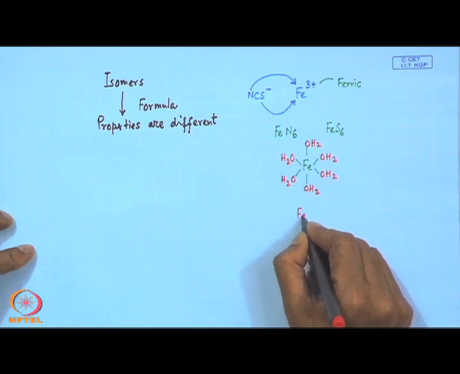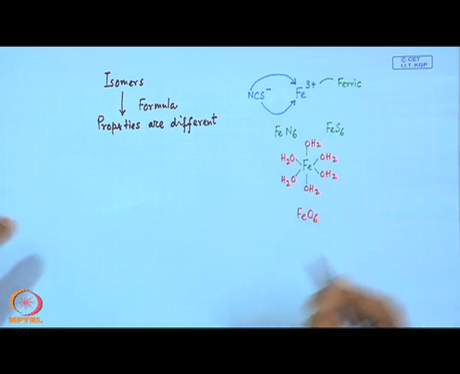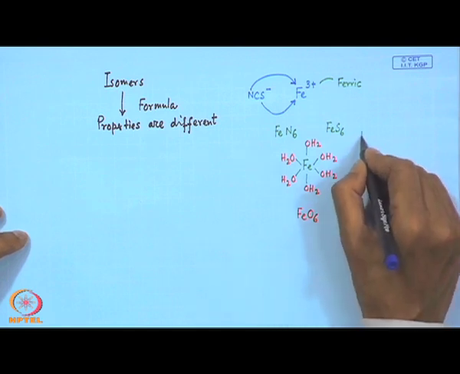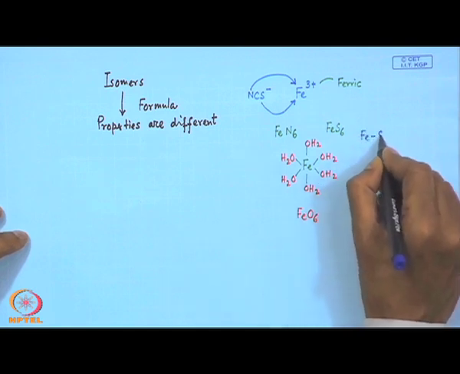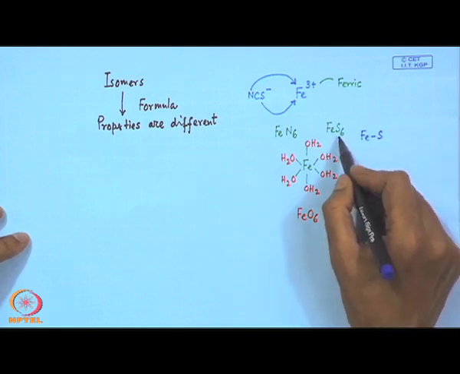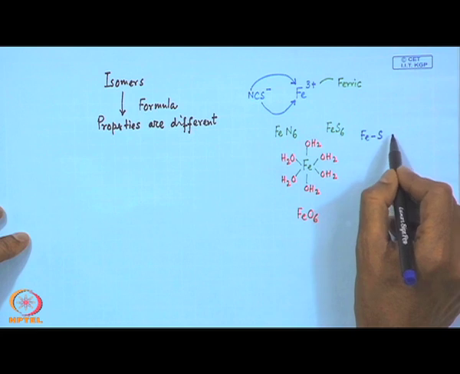That means we have an FeO6 environment. So, as we change the environment, the bonding patterns are getting changed. Here we can have iron sulfur bonds. If all of them are bound through sulfur, then we can have 6 such iron sulfur bonds.